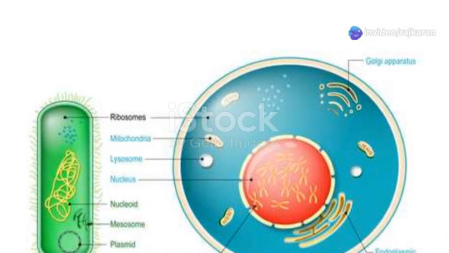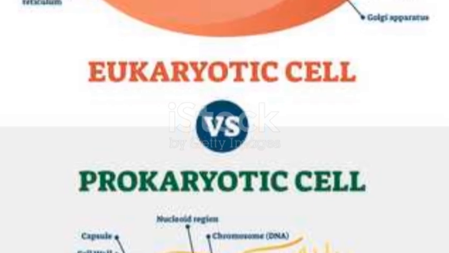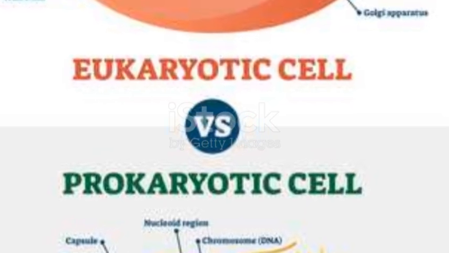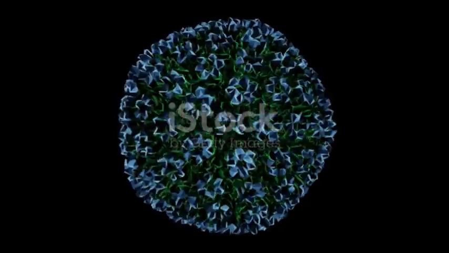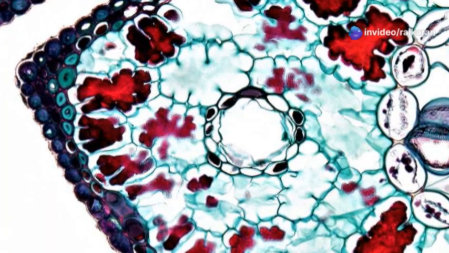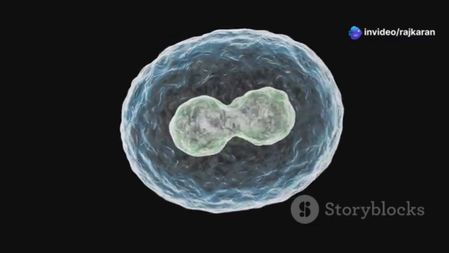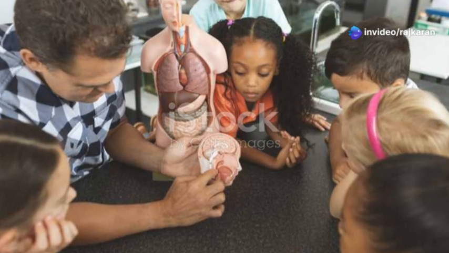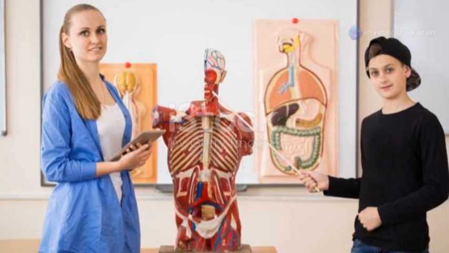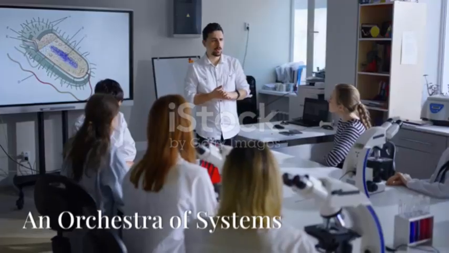Another important idea is the difference between simple and complex cells. Simple cells, like bacteria, don't have a nucleus, while complex cells, like plant and animal cells, do have a nucleus and other parts. Mastering these cell ideas is like unlocking a secret code for understanding how life works.